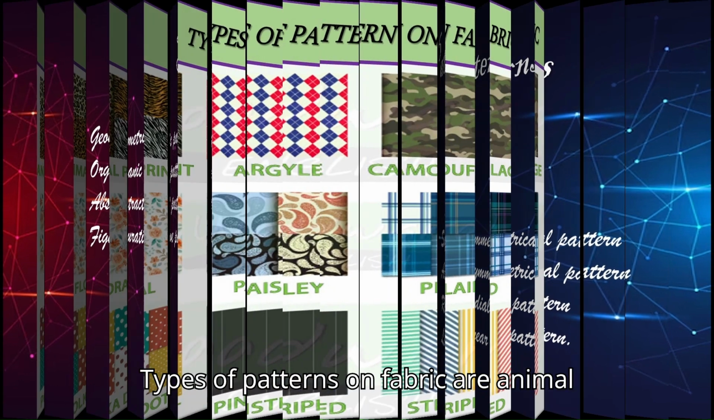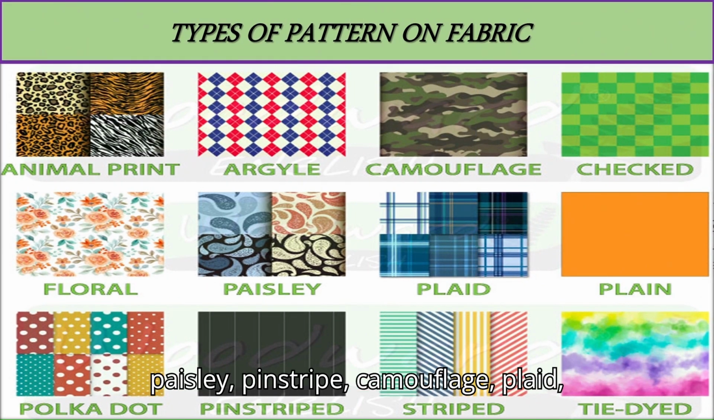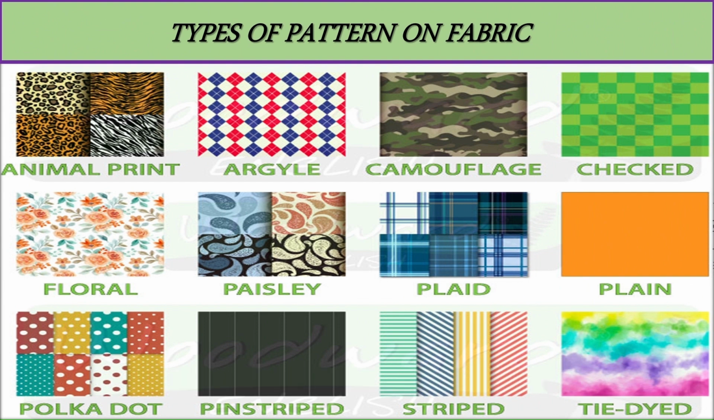Types of patterns on fabric are animal print, floral, polka dot, argyle, paisley, pinstripe, camouflage, plaid, stripe, checked, tie, and dye.